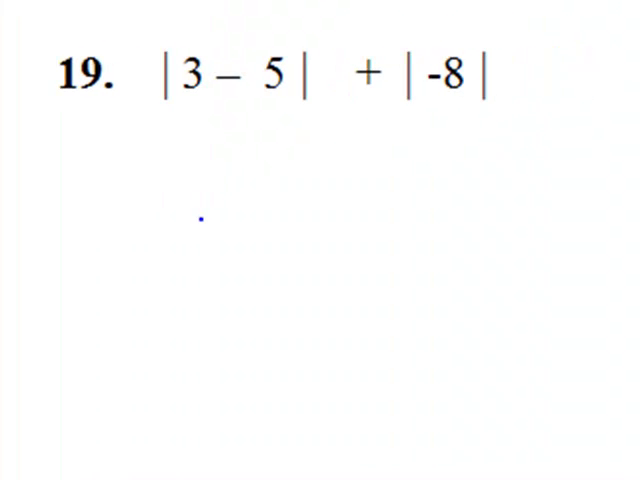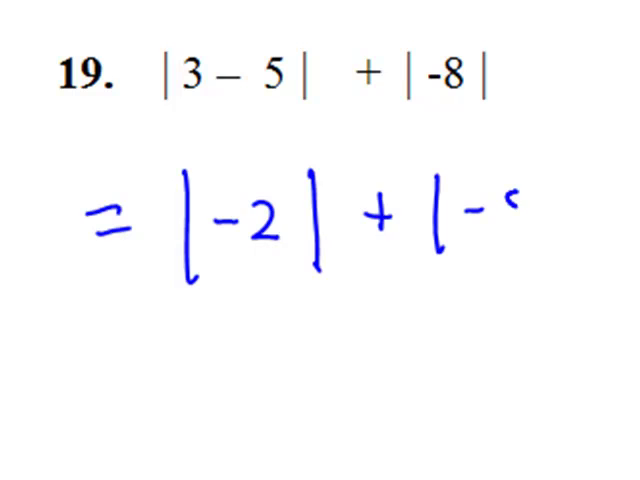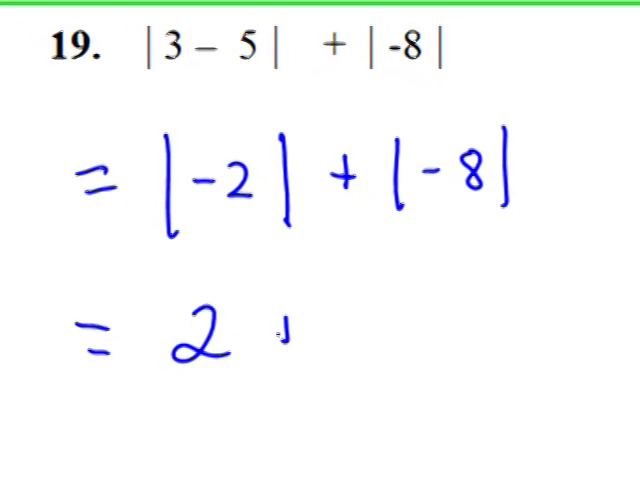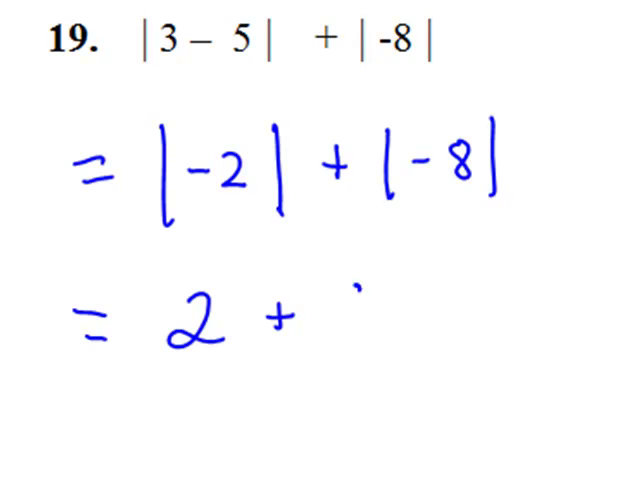Number 19. First, we must work within the absolute value bars here. 3 minus 5, or 3 plus negative 5, is negative 2. And notice I just did that absolute value. I'm not even concerned with the other one just yet. Now that they're both down to single absolute values, absolute value of negative 2 is positive 2, plus absolute value of negative 8 is positive 8, and 2 plus 8 is 10.